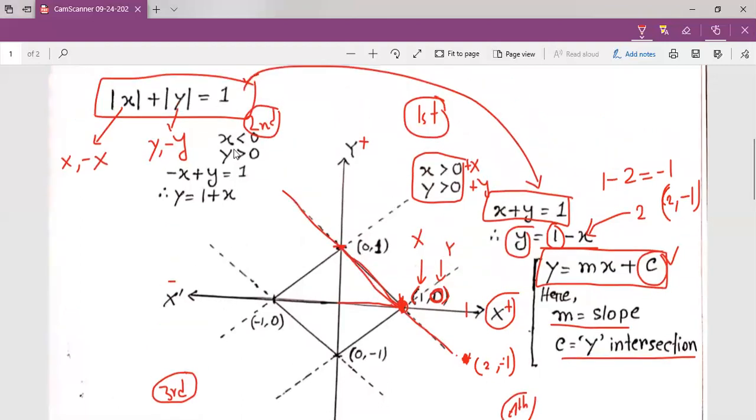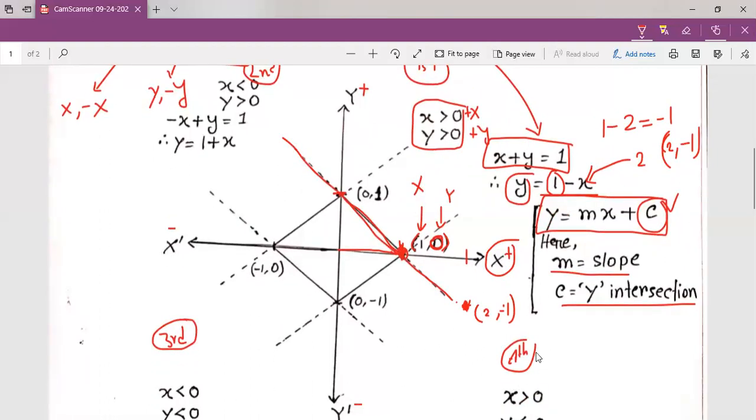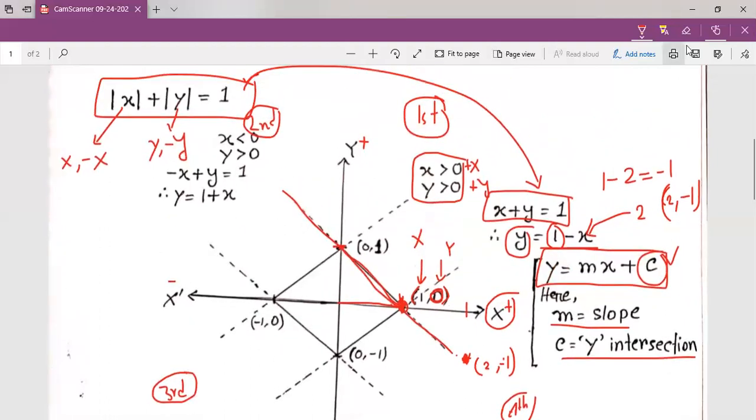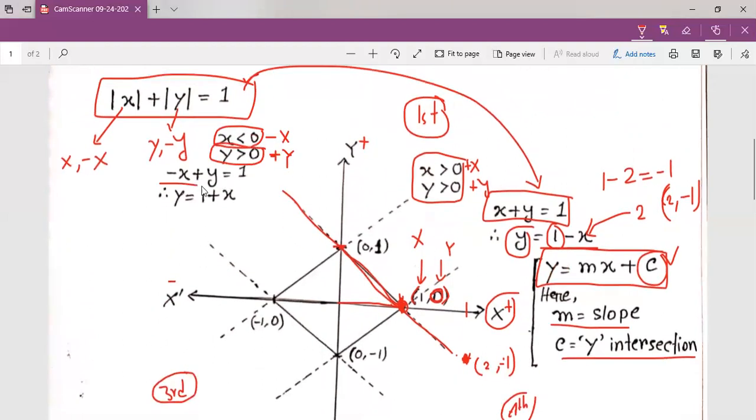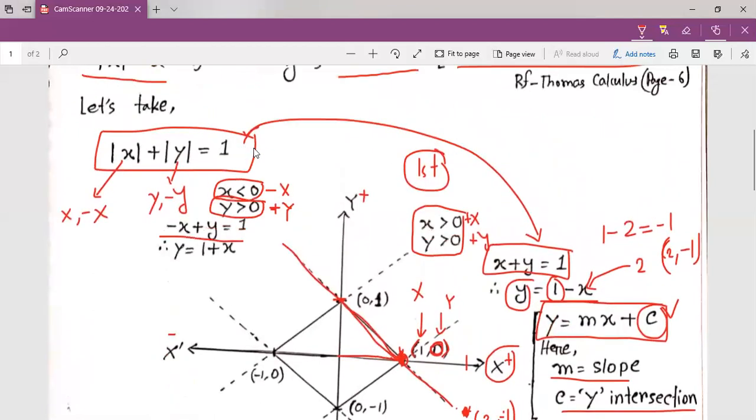And this applies for the second, third, and fourth coordinates, in the same way. For example, in the second coordinate, the value of x is less than 0. That means this is minus x. And the value of y is greater than 0. That means it is plus y. So we write minus x plus y is equal to 1. This also comes from this equation.